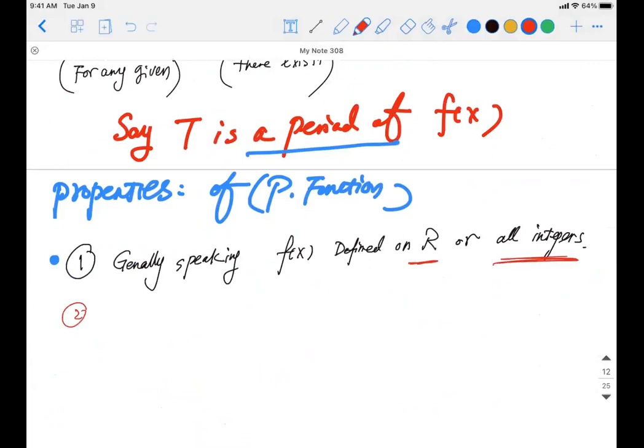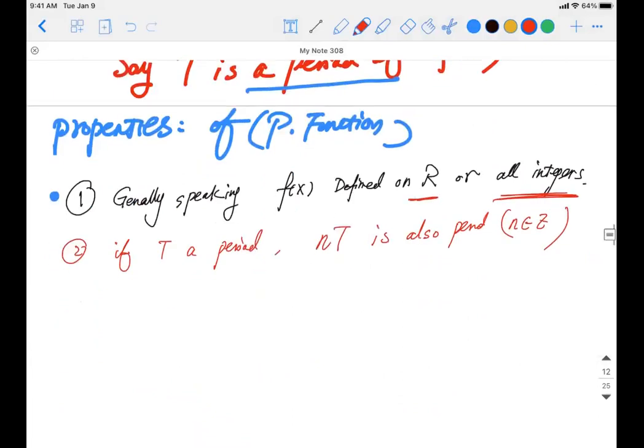Second, if T is a period, then nT is also a period. Of course, n belongs to the integers. This is understandable, nothing to say. Number 3, if f(x) is periodic, f(x) is not a constant. Sometimes we say a constant function is also a periodic function, but that's not really, I mean, for the constant function, there's nothing to say.